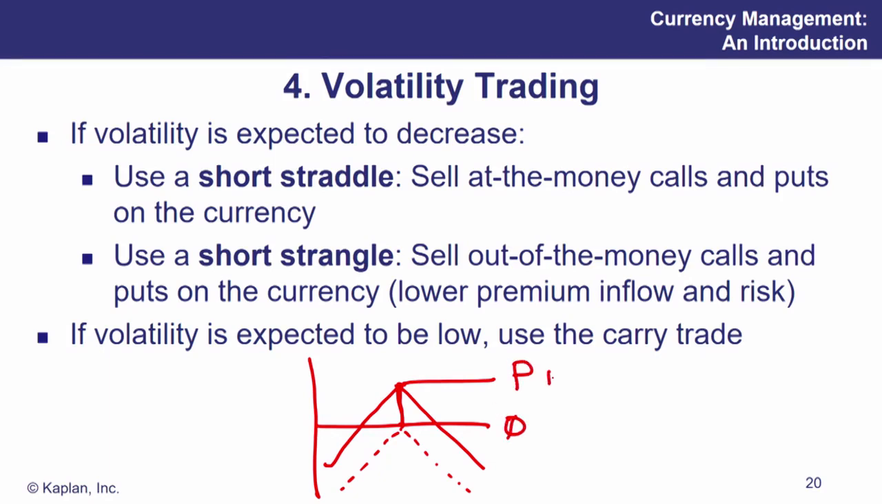So I got the premium for both the put and the call. I get P plus C, whatever that sums up to. My payoff was 0, so that means none of that money came back out of my pocket, and so I pocketed that profit. So if I think volatility is going down, I want to be short the straddle.